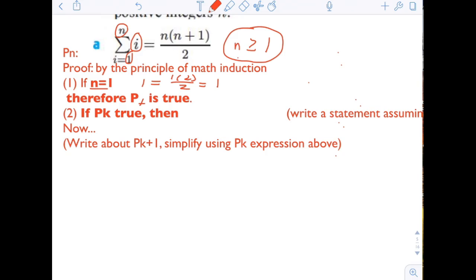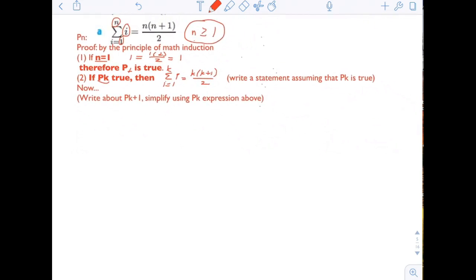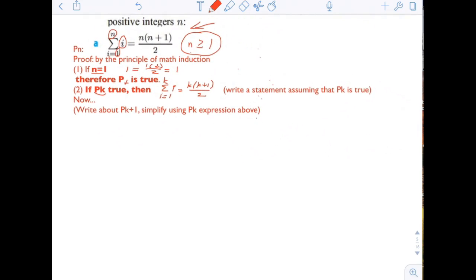Now we go to the step case. So the step case says, let's assume that P of k is true. And if P of k is true, then what do we know? So let's take the expression that has n's in it and just put k's in it. So basically we say the summation of i equals 1 through k, we know that that is equal to k times k plus 1 divided by 2. And so that's what we know if P of k is true. Now, remember, this is a proposition, so we don't know it's true for sure, but in the step case here, the first thing we do is we assume that the kth case is true.